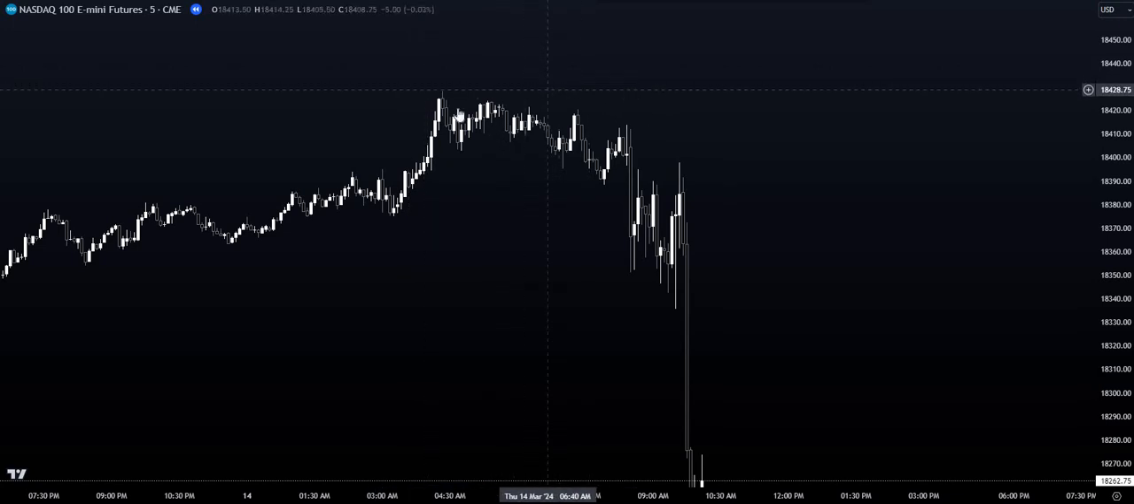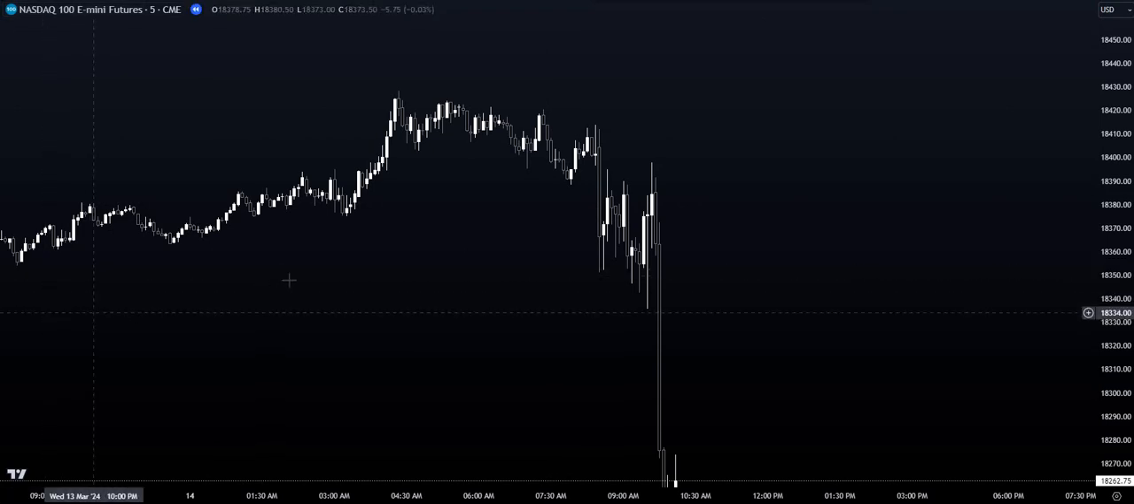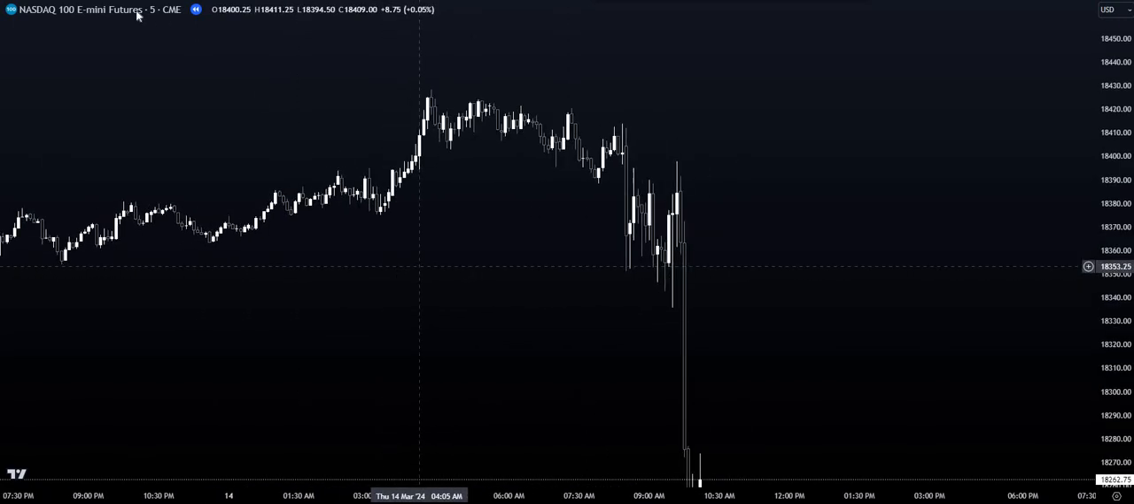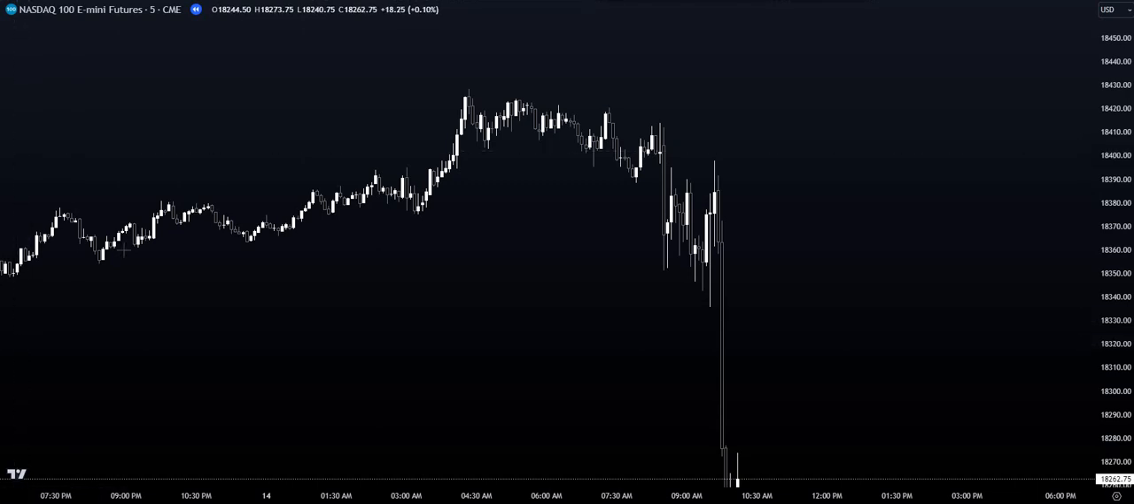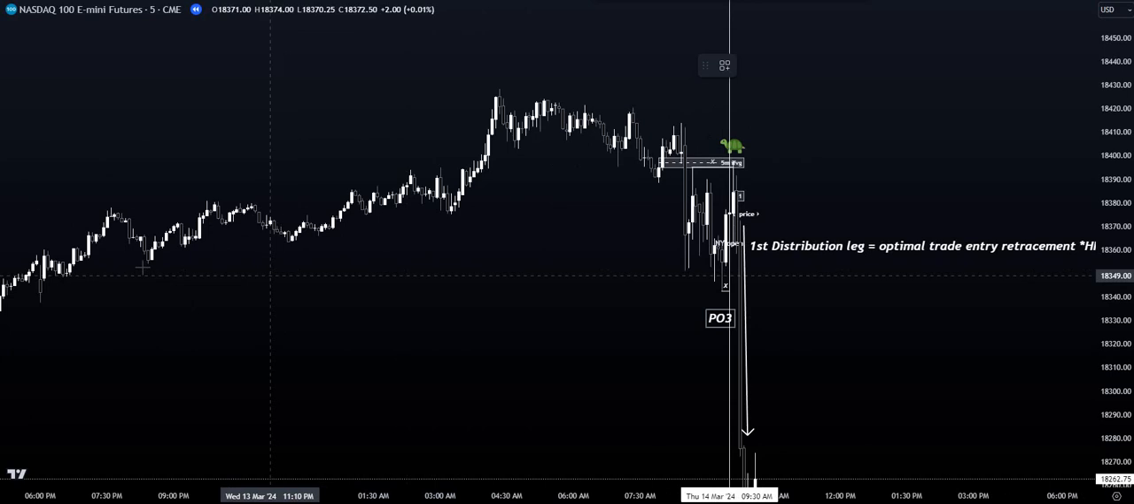Did we sweep any liquidity? No. Why? Because we are in a bearish sentiment right now. So for us to be long, we need two things. We need to sweep a major level of liquidity, which is usually a previous session, previous day high or low. So for us to be bullish, we need to sweep a previous session or day high or low.